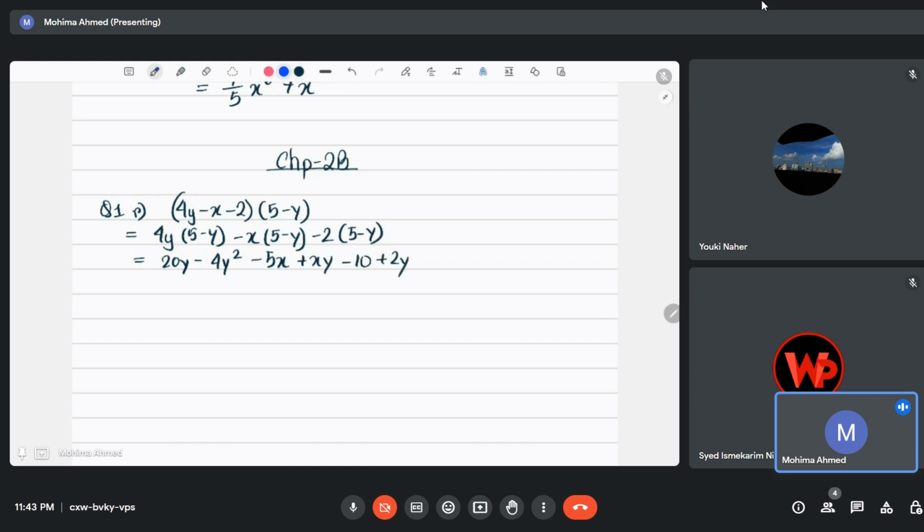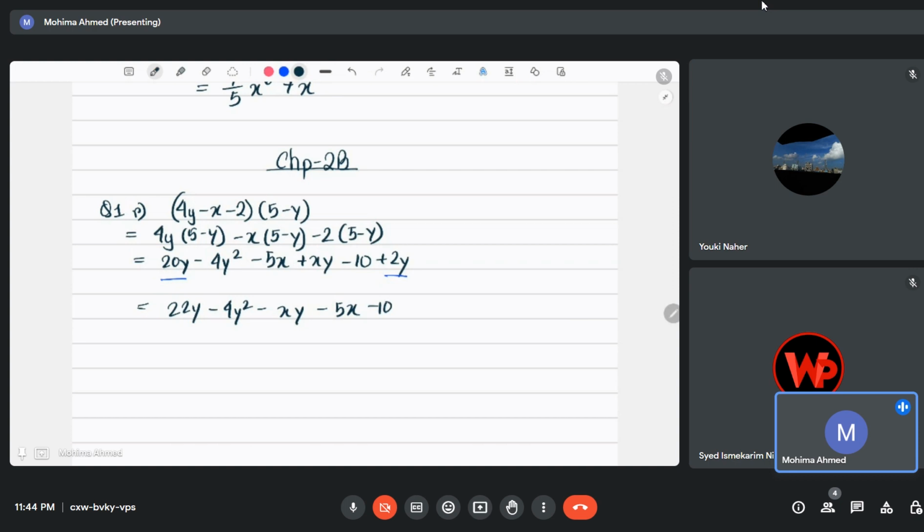Then again start identifying which quantities are alike. For example, there is no combination for y square, so you cannot add the y squares together, and there's no combination for xy or x. There's only one combination for 20y and 2y. So you can just write 22y minus 4y square plus xy minus 5x minus 10.